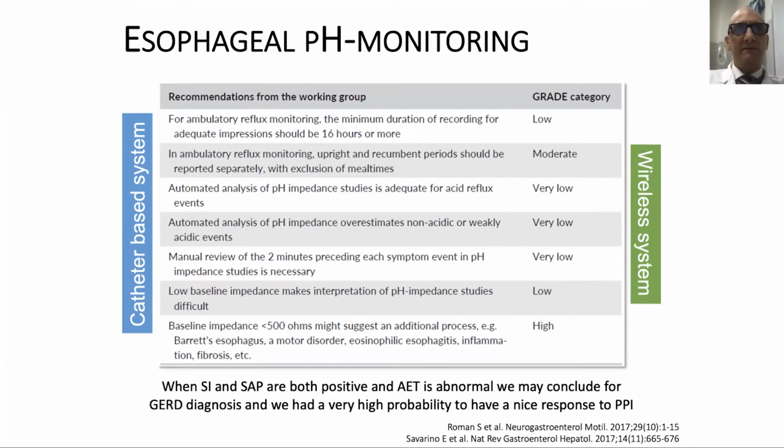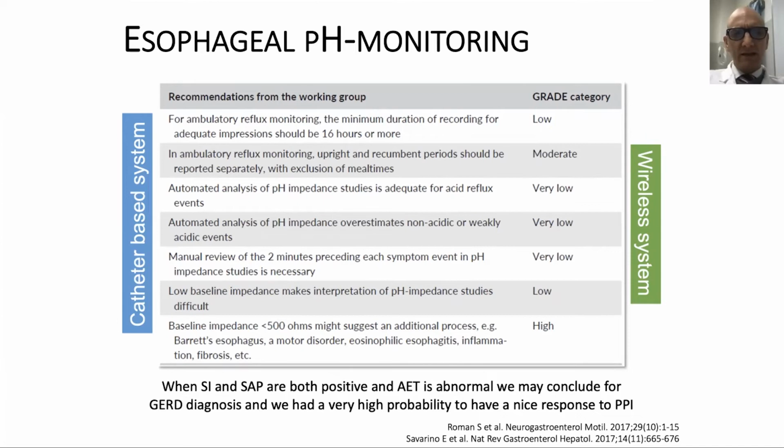Automated analysis seems very adequate for acid reflux, but not for non-acid. That should be checked manually. And manual analysis is suggested in particular during a 2-minute time window before a symptom event. Low baseline impedance value makes interpretation quite difficult, and when the values of baseline impedance are lower than 500 ohms, they might suggest the presence of Barrett's esophagus, motor disorder, EoE, or fibrosis.